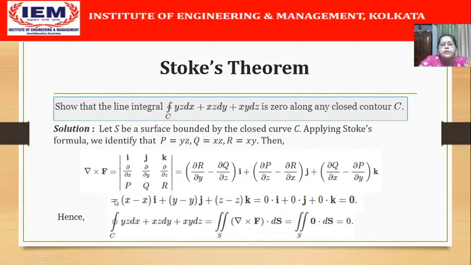And now we remember the statement of Stokes theorem, that the line integral is equal to the surface integral of curl F dot n dS. As this curl F is a zero vector, we see that the final answer to the line integral also becomes 0. So we have proved that along any closed contour, this line integral will have a value 0.